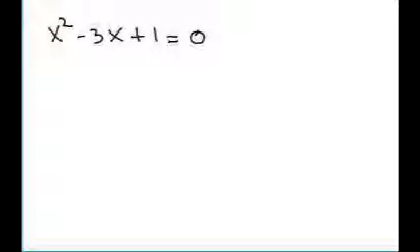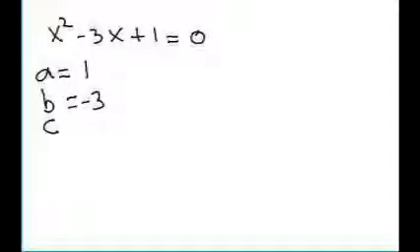To solve the quadratic equation x squared minus 3x plus 1 equals 0 using the quadratic formula, the first step is to identify the coefficients a, b, c that appear in the quadratic formula. A is the coefficient of the x squared term, and that is going to be 1 since there's no number multiplying an x squared, so there's this implied 1. B is going to be the coefficient of the x term here, and that turns out to be -3, and C is the constant term, which is just 1.